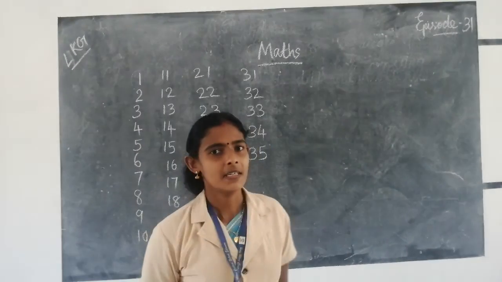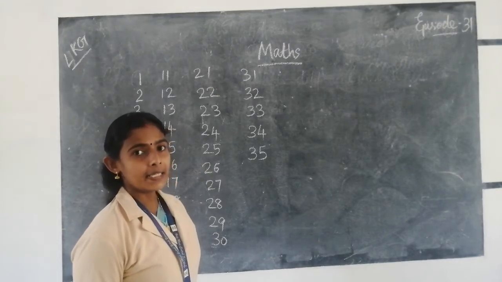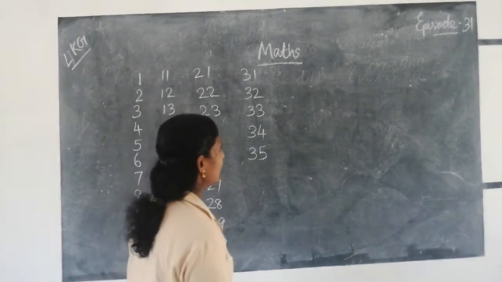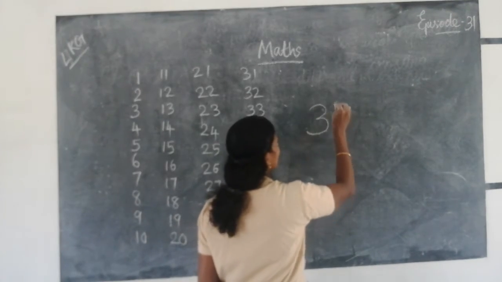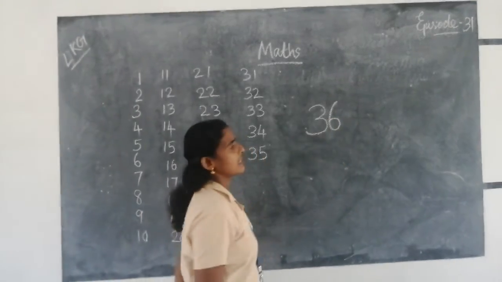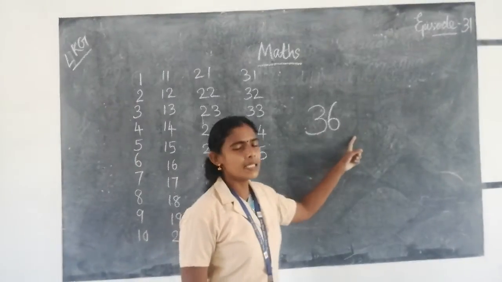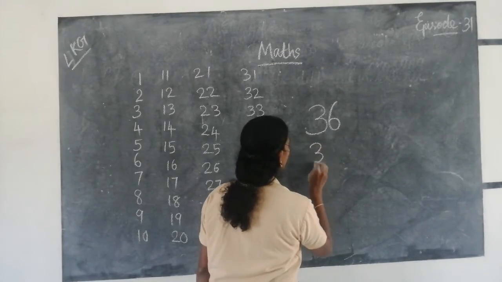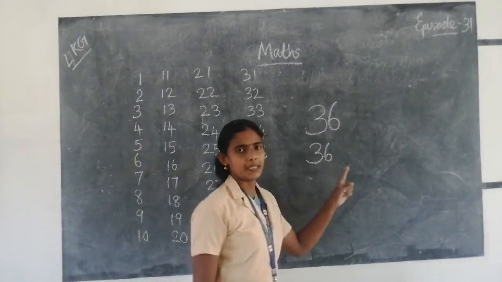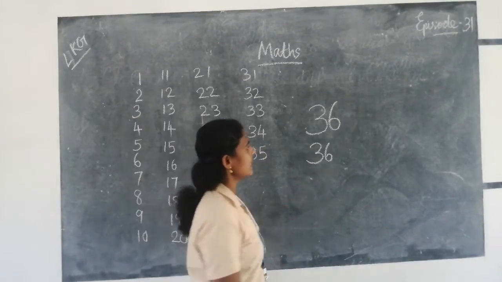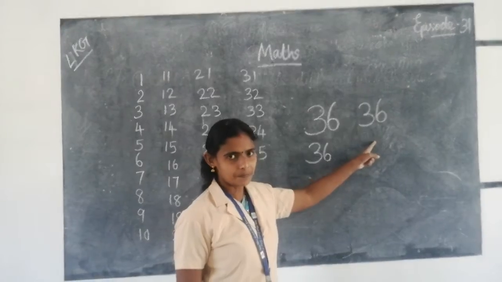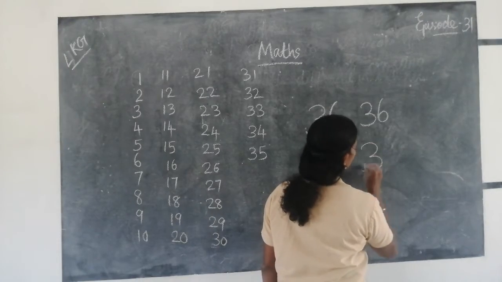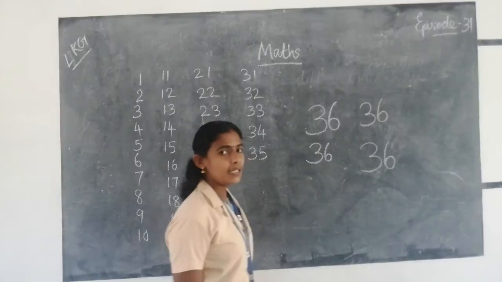31, 32, 33, 34, 35. Next number is 36. Say number 36. We have to write number 36. First number 3 and next number 6. Which number is this? Number 36. Say 36. 3 and 6.